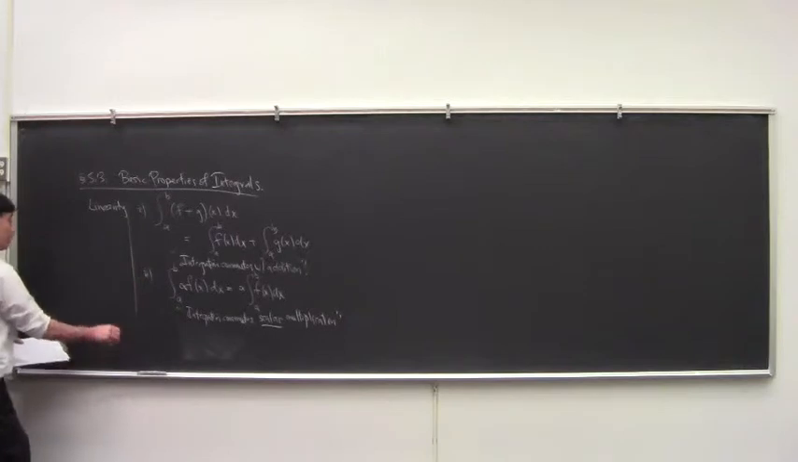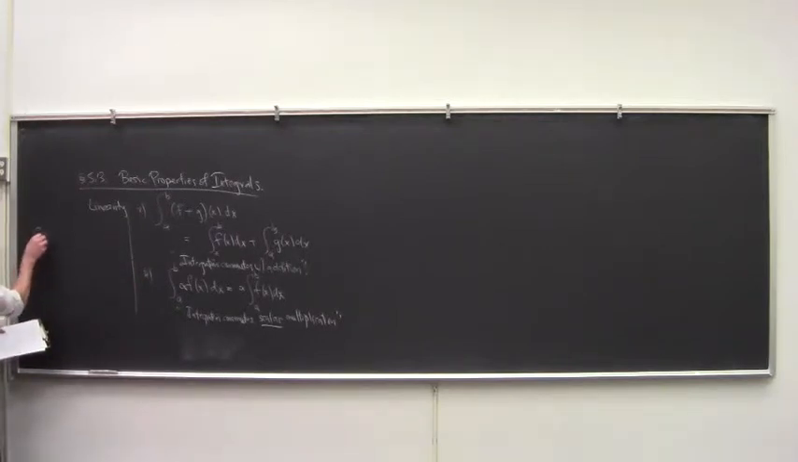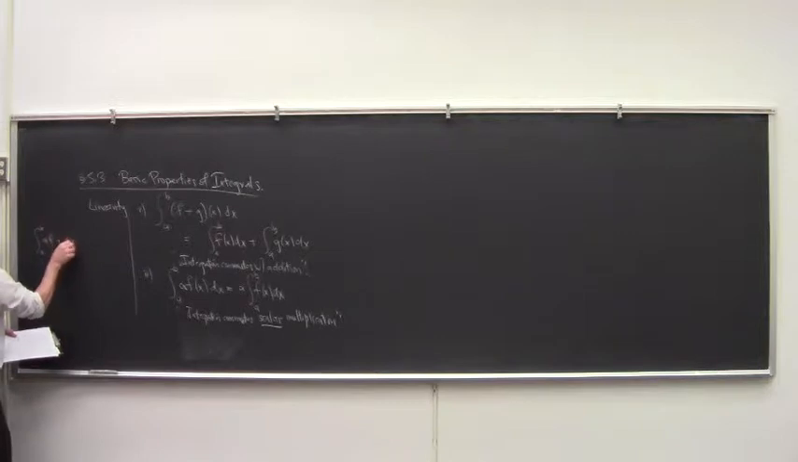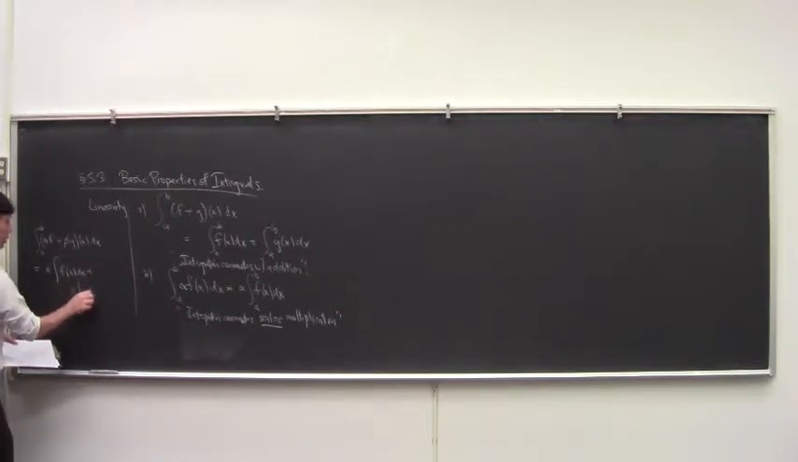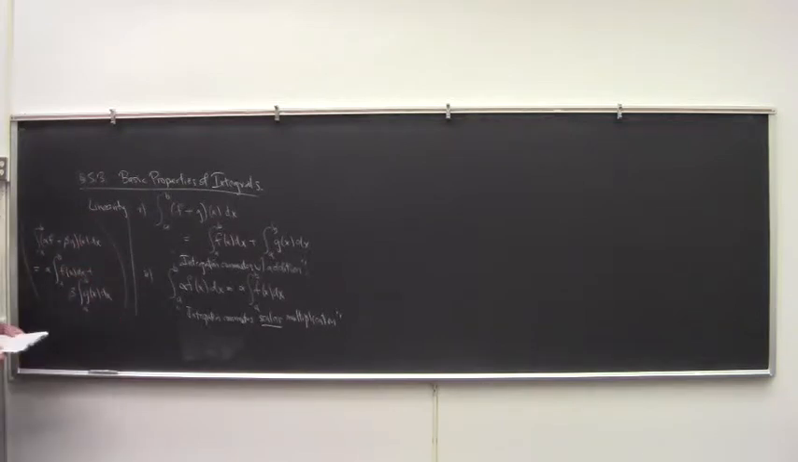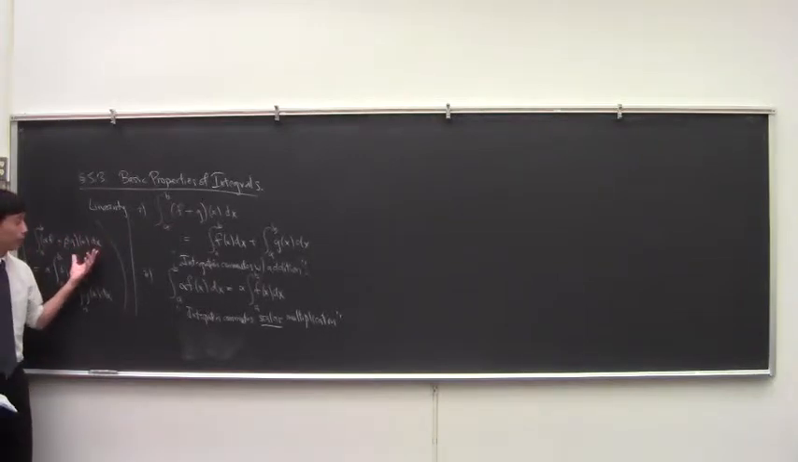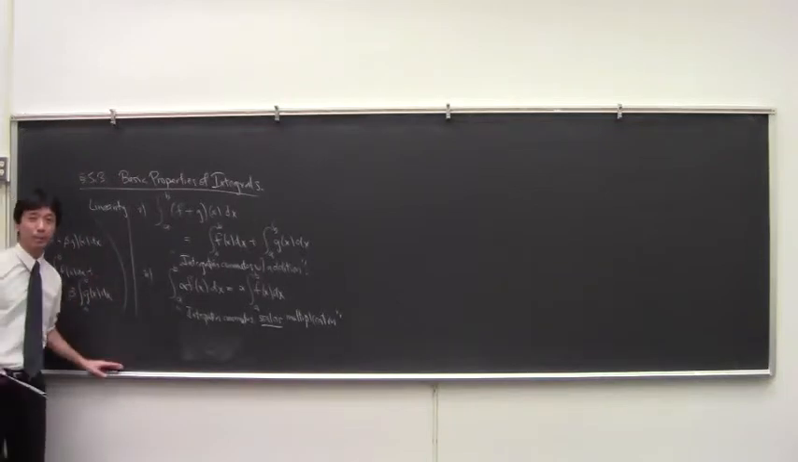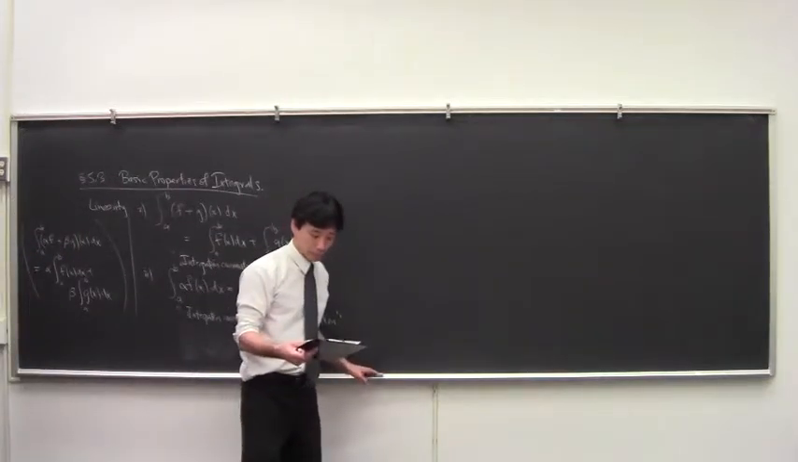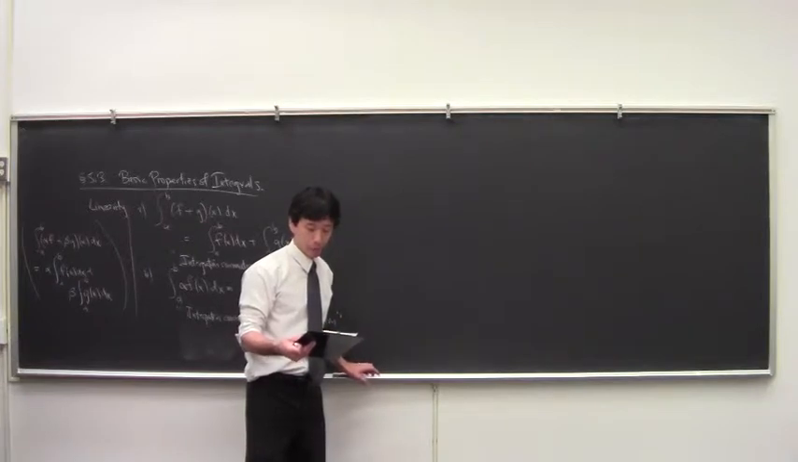Sometimes, just for your knowledge, it's abbreviated like this. You put the two into one, and you say the integral of alpha f plus beta g of x dx is alpha times the integral of f plus beta times the integral of g. So you can combine these two into one statement. This is also called linearity. If you have this, then you have these two. If you have these two, then you have this. It's the same thing.